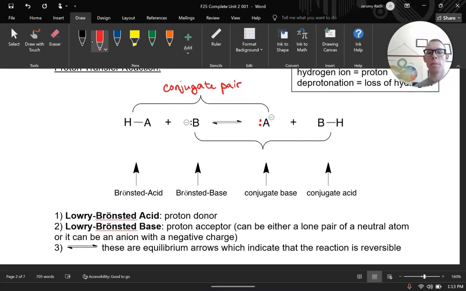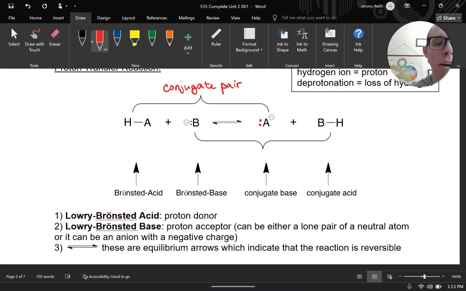If we think about a little bit of tracking here, we have a generic reaction where we have HA, which refers to our acid, plus our B, which would refer to our base. We show an equilibrium arrow because this can go back and forth, going to our conjugate base being our A minus, and our conjugate acid being the protonated version of our base.